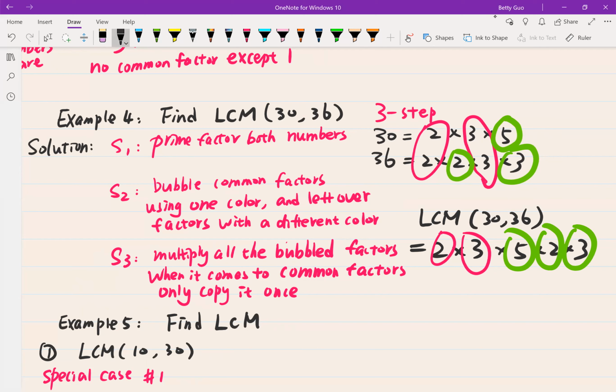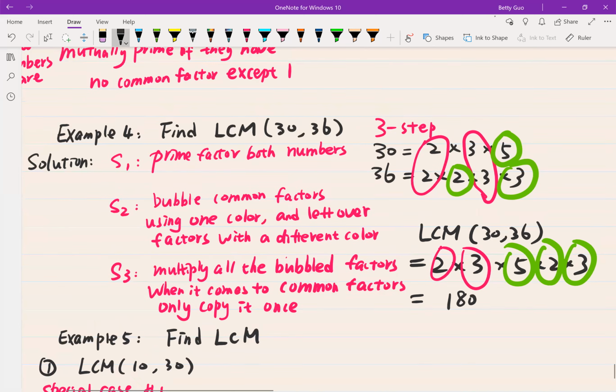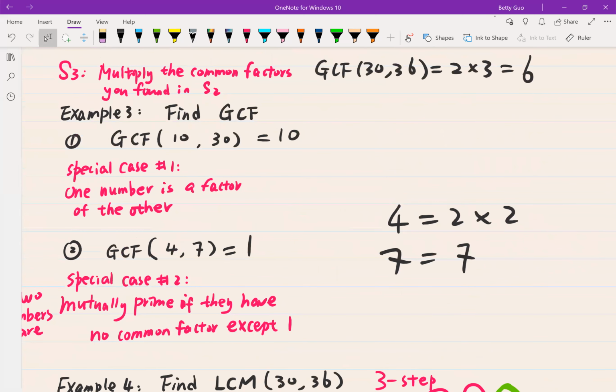Let's see what we have. The product of 2, 3, 5, 2, and 3. They multiply together, we have 180. This is 30, 90, 180. So 180 is the smallest common multiple of 30 and 36. So one thing we want to be careful about is when we look for the GCF, even the GCF, the first word is greatest.